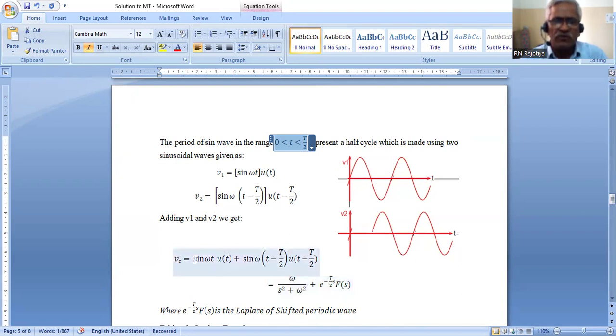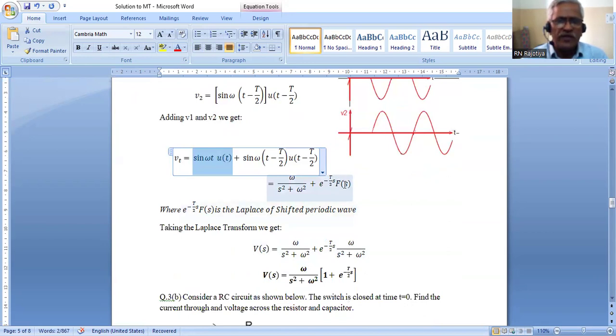So you know the Laplace of sine of omega t is equal to omega upon s square plus omega square, and the Laplace of a shifted function is e power of minus a, where this a is T by 2, e power of minus a s, times the function F(s). The F(s) is this function.